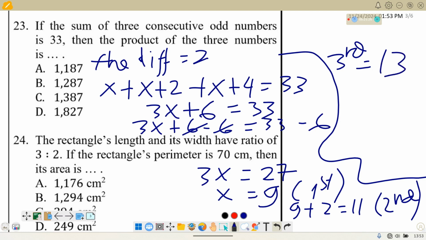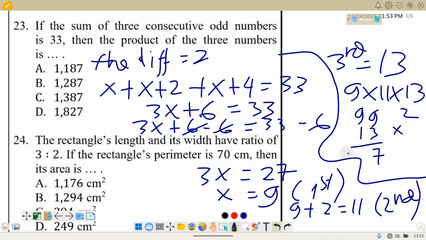So the product is the first number times the second number times the third number equals 9 times 11 times 13 equals 1287. So the answer is B.